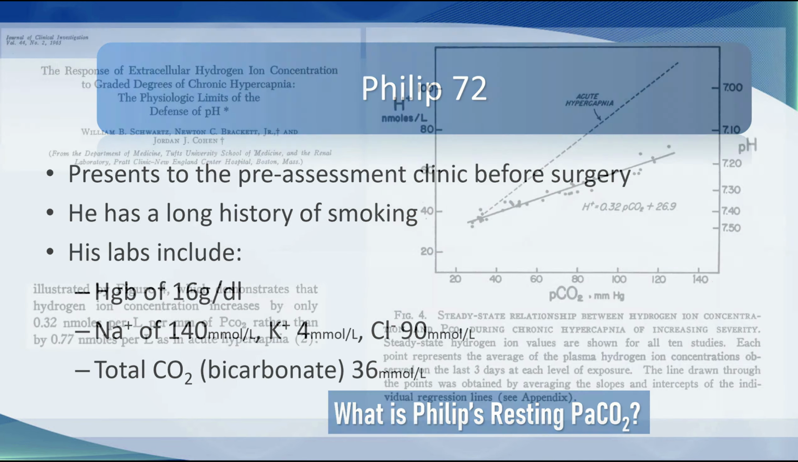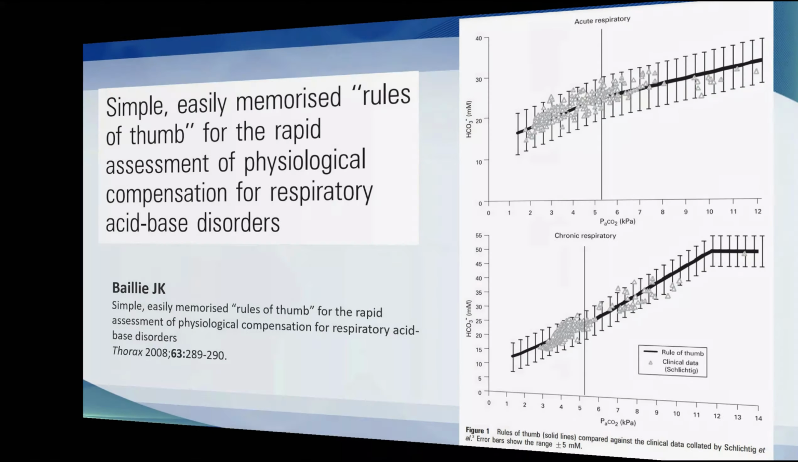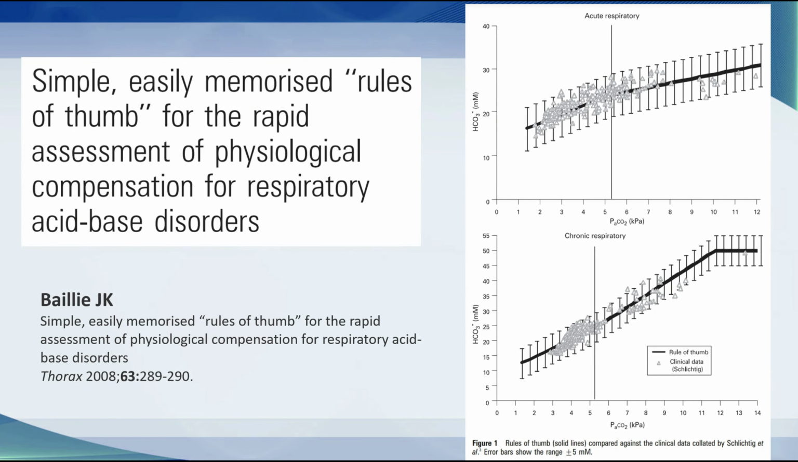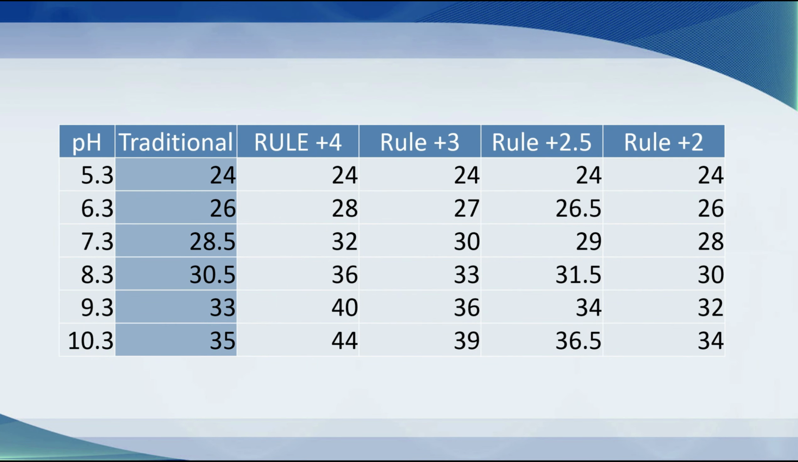Now, a lot of our understanding of this, and I've mentioned this earlier on, comes from a series of papers done by Brackett, Schwartz and colleagues back in the 1960s. And there is a paper in 2008 that looks at this and suggests an alternative approach, alternative numbers. And I think it's just worth mentioning that I have looked at the changes in the pH of blood versus the different rules whereby perhaps for every 1 kilopascal increase in CO2, there may be 2 millimoles per litre increase in bicarbonate, 2.5, 3, or 4.